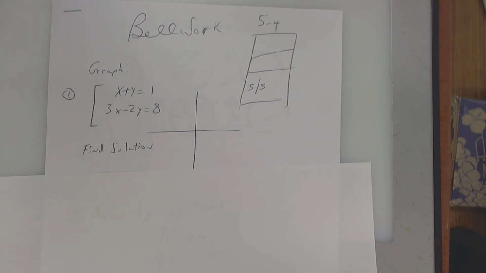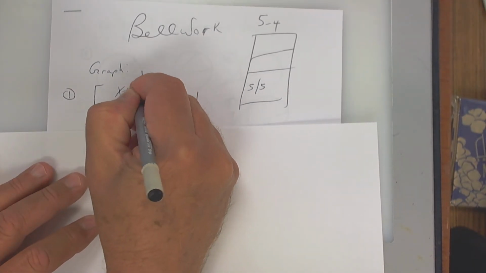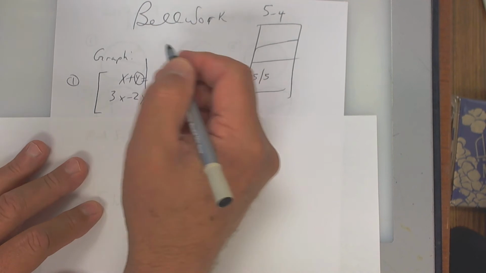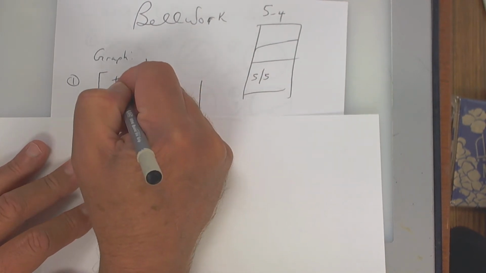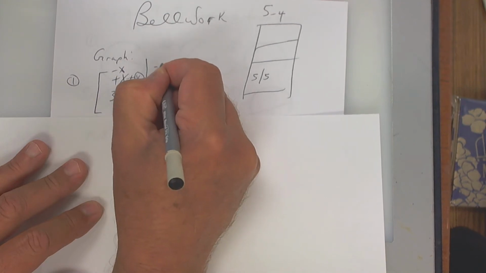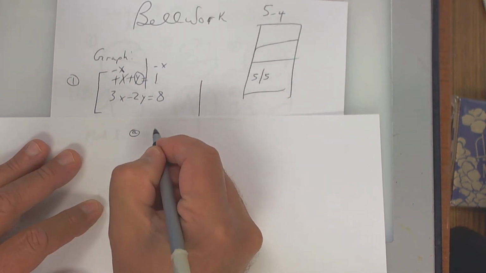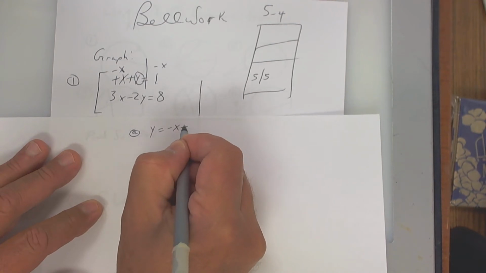Well, let's graph this one right here. Now remember, to graph it, you must get y by itself. So draw a line, and I want to see this on your paper, and circle the y. This is a plus because there's nothing in front of it. So you want to subtract x from both sides. So what you get for a, and I'll call this one a, I get y equals negative x plus 1.